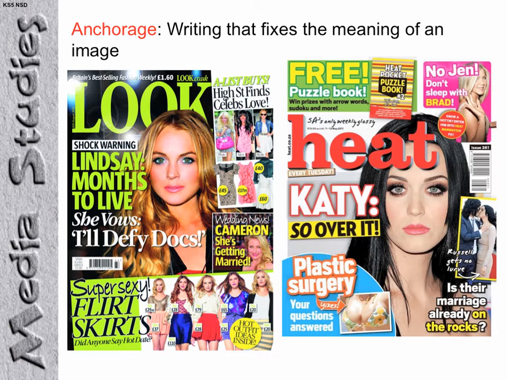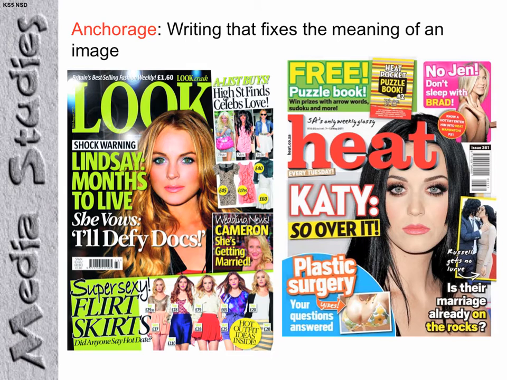Shock warning, Lindsay, months to live. She vows I'll defy docs. Obviously, quite specific. We know that when we read on inside, we're going to be reading about health matters and possibly quite a troubled article.